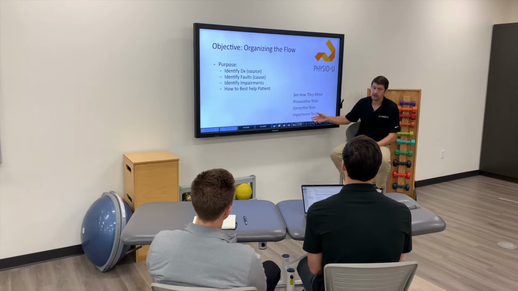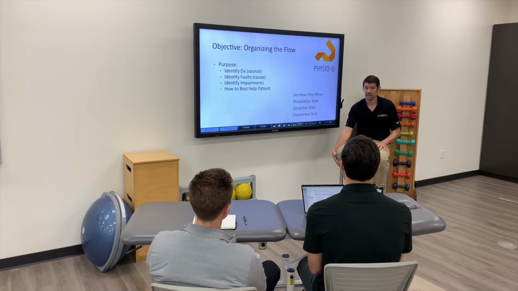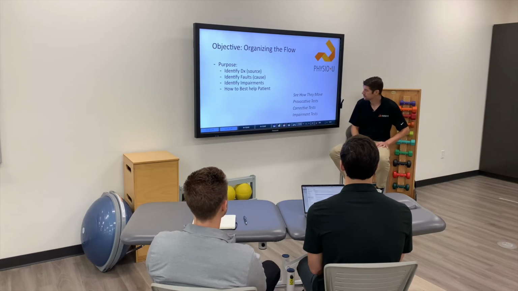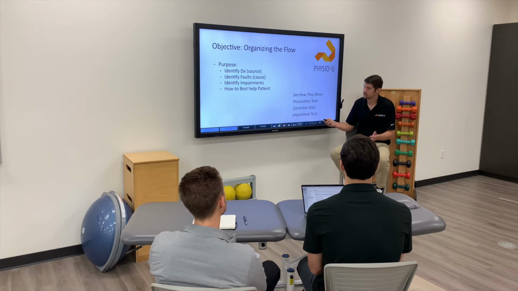And then we also have our impairment tests. So looking at mobility. So prone, does their knee get to their butt? Quad strength, seated at the edge of the table. So we have different ways to test them. And our job, your guys' job, is to be able to kind of keep that all clean in your mind, to organize it. Right? And lastly, at the end, we're gathering this information for what reason? To be able to help the patient. We want to be able to help the patient, right?